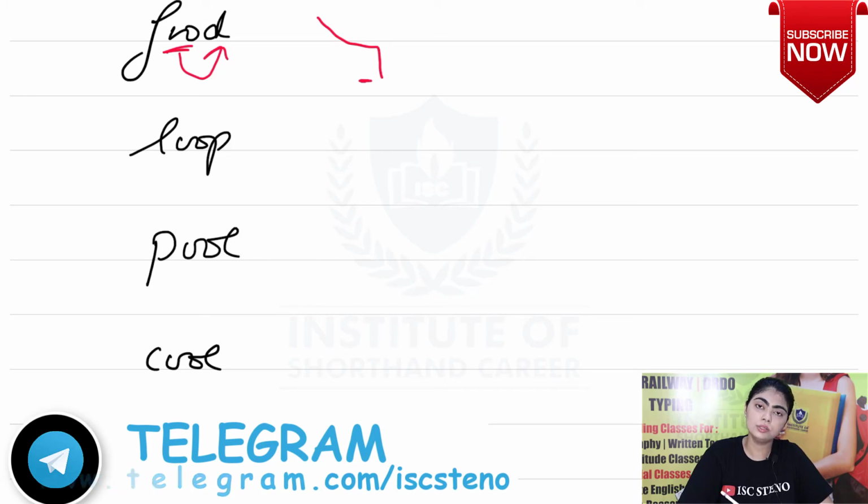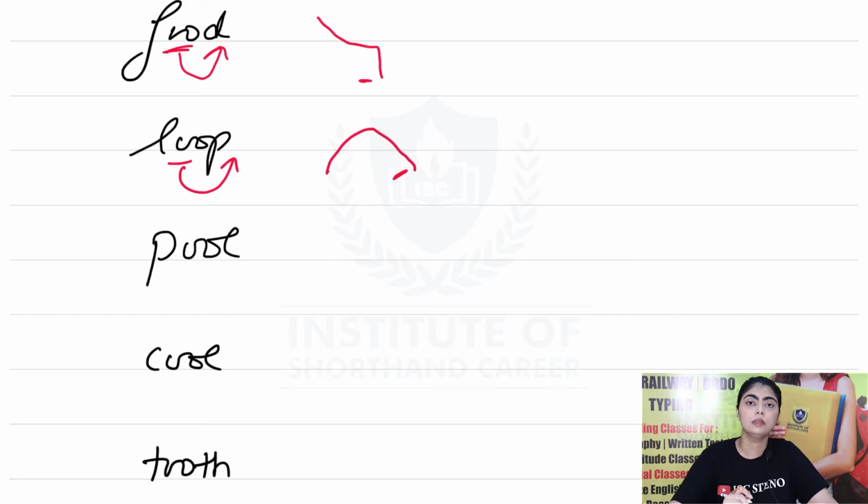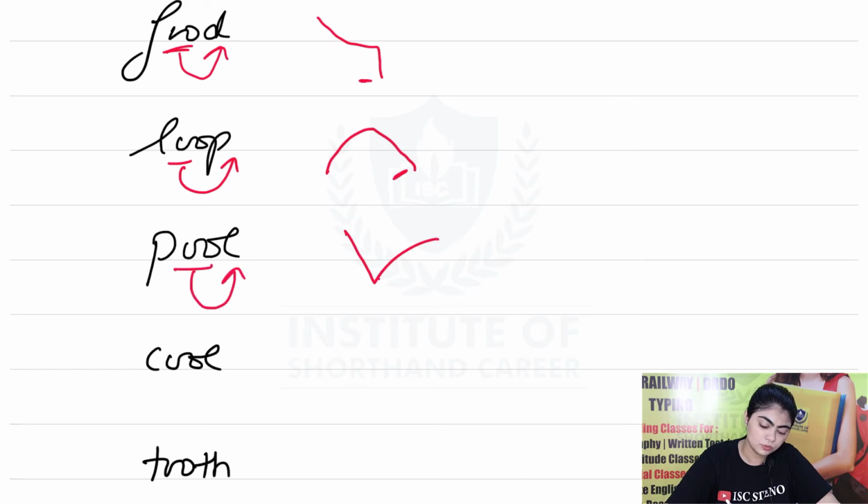Similarly, next word is loop. L, oo and P. The oo sound would be coming on P's third place and before P. So L and P, the oo sound is placed here, loop. Next word is pool, P and L, oo is coming, oo is placed on L's third place. So place it over here on the third place of L, pool.